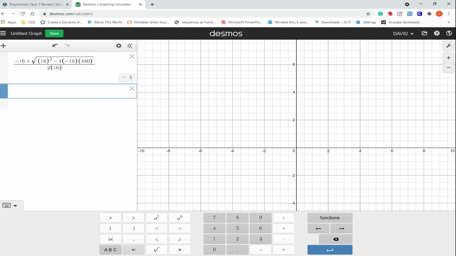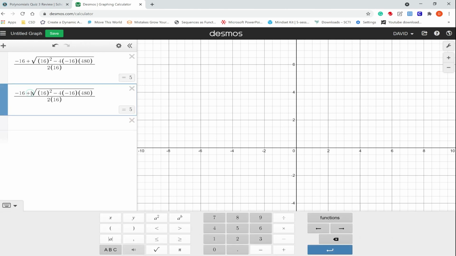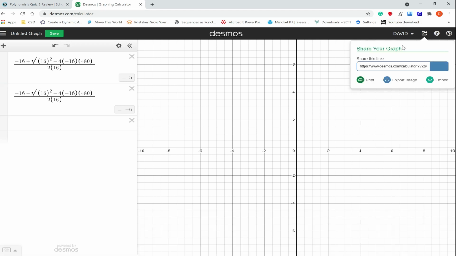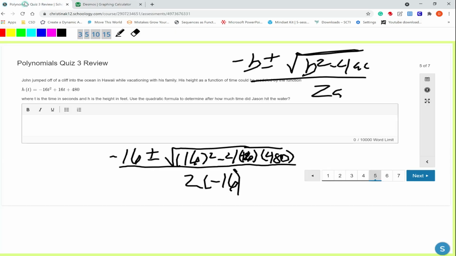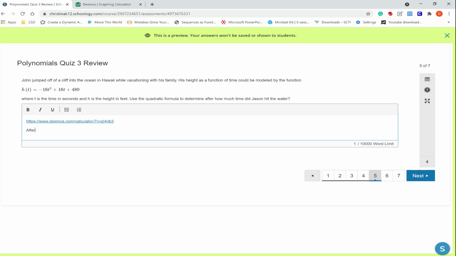So we get 5 for our answer. If we check the other answer, let's just copy it. We're only going to get a negative 6. So we're just going to copy our work, showing that we did it. Copy it. Paste the link. And so we can just write an explanation. After the positive answer is 5 seconds, Jason hit the water, and we're done.